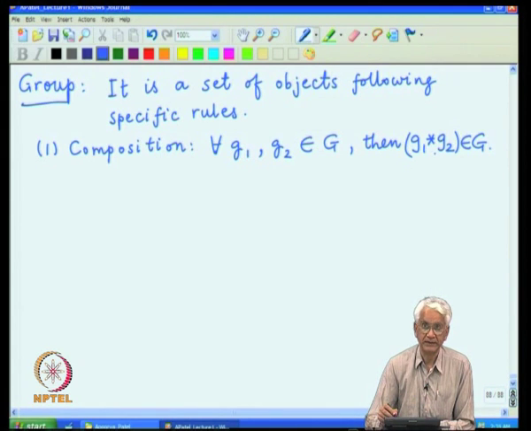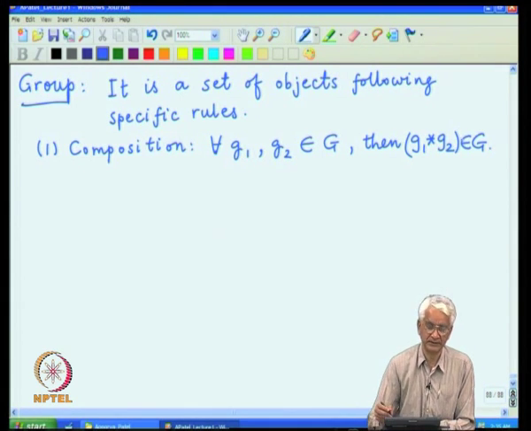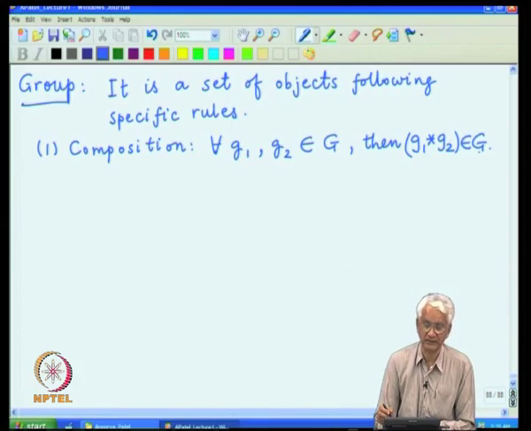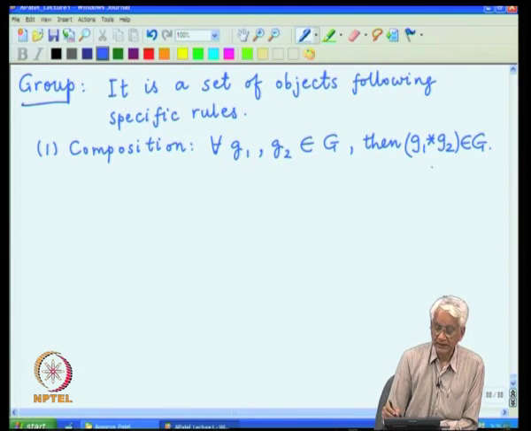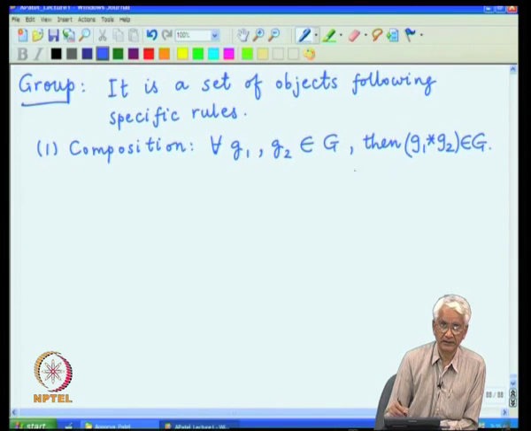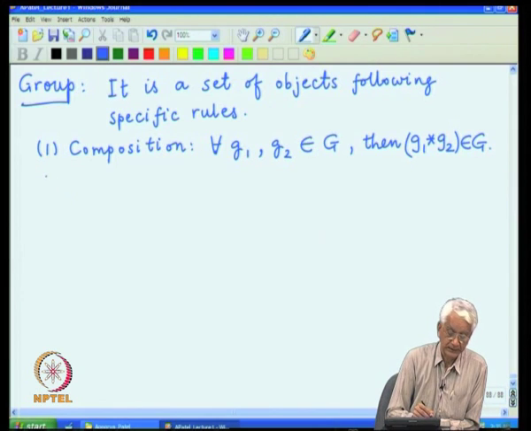This product I have denoted here by the symbol star, but many times that symbol is omitted for the sake of brevity, as in the case of the usual convention for multiplication. So, this rule basically defines a property of closure, that you can take any two elements and from those two you can obtain a third one, and that also must belong to the set.